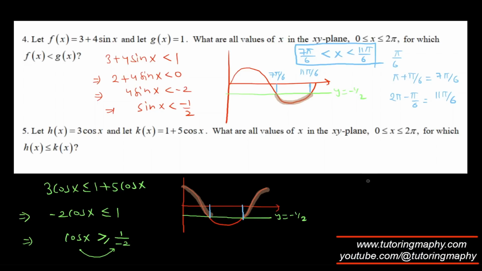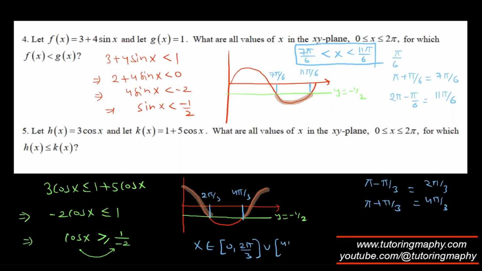So the quadrant 2 angle will be pi minus pi over 3, and our quadrant 3 angle will be pi plus pi over 3, which is 2 pi over 3 and 4 pi over 3. So this is 2 pi over 3 and this is 4 pi over 3. So for the value of x, equal to is also allowed. The value of x in interval notation, and we have to answer from 0 to 2 pi, both included, will be 0 to 2 pi over 3 union 4 pi over 3 to 2 pi. That's where it ends.